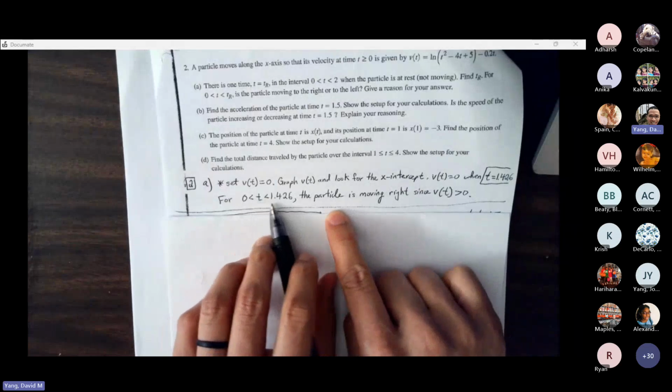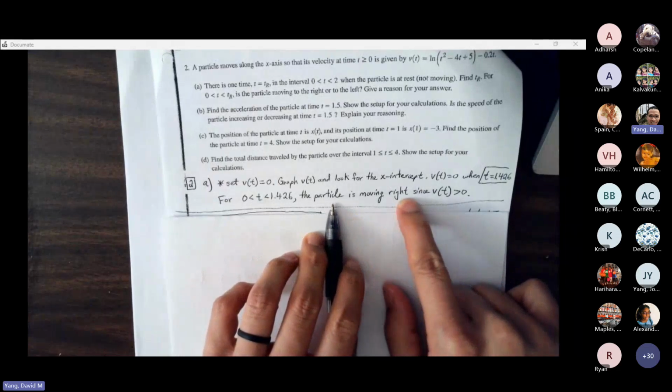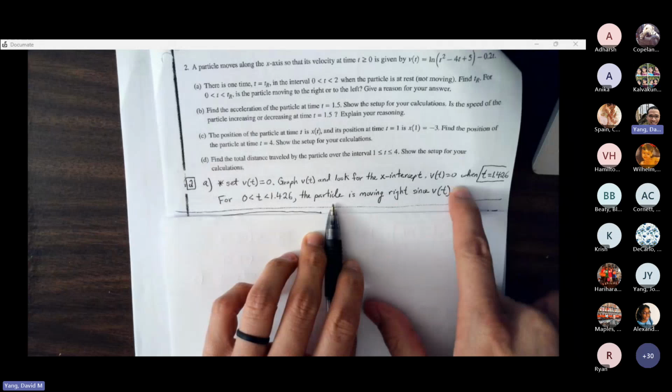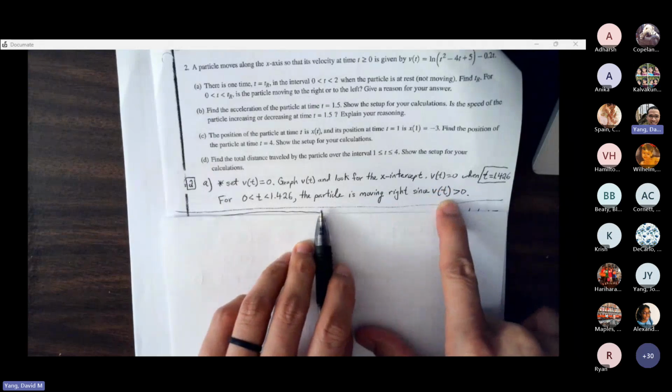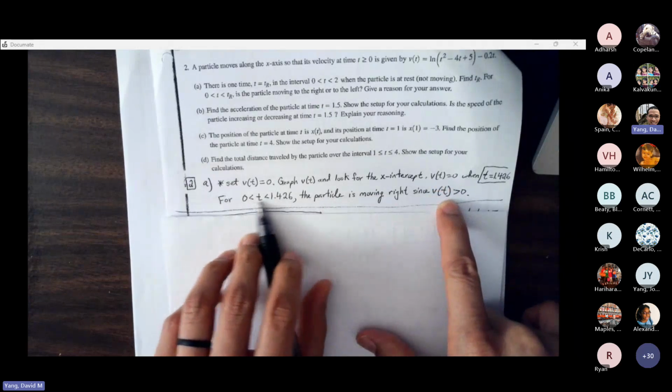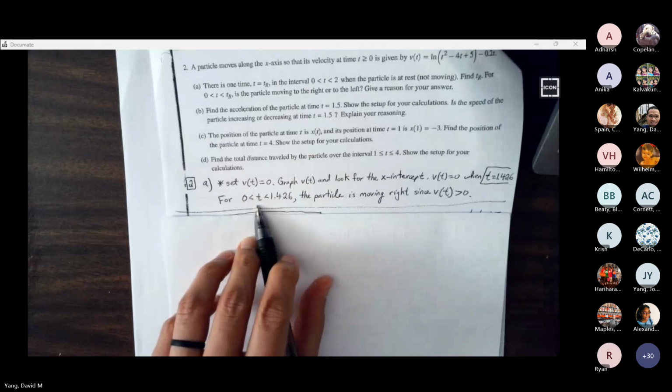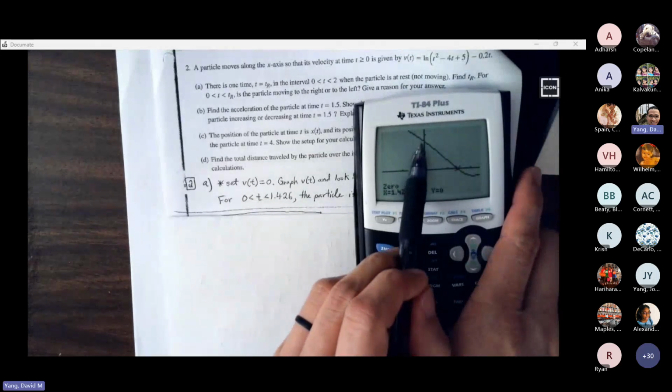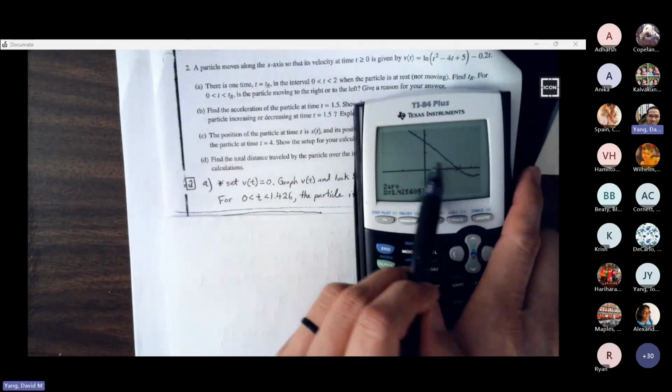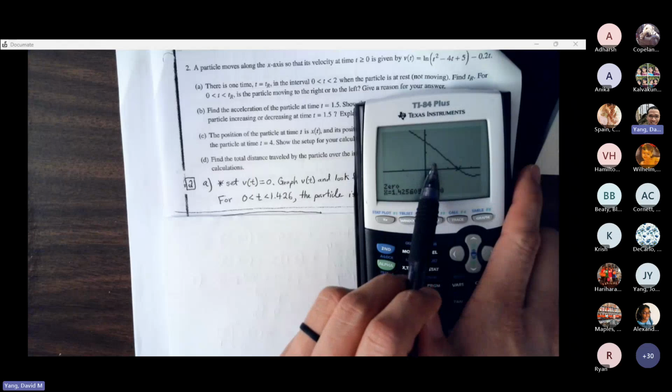For t between 0 and 1.426, the particle is moving to the right, since v of t is greater than 0. My velocity function is clearly above the x-axis in this time interval here. From 0 to 1.426, velocity is clearly positive.